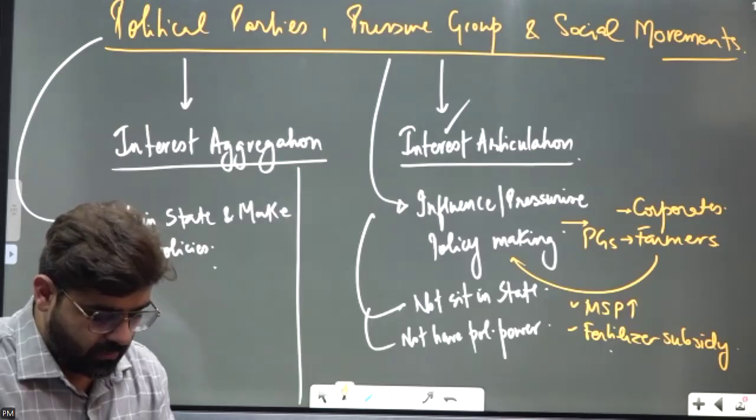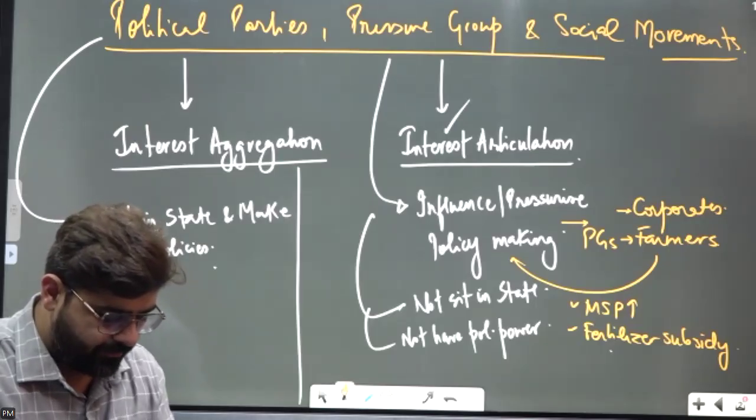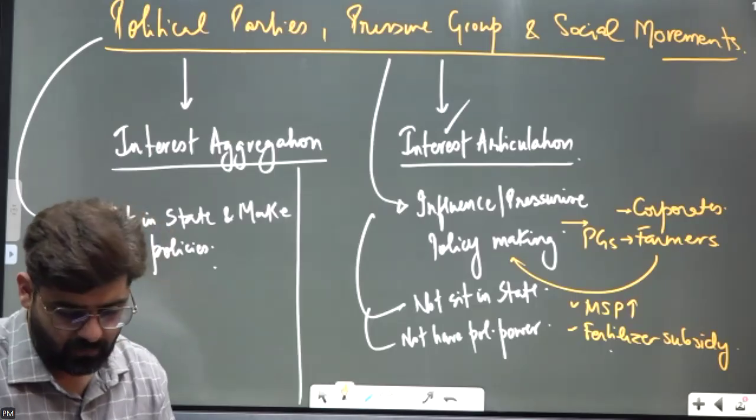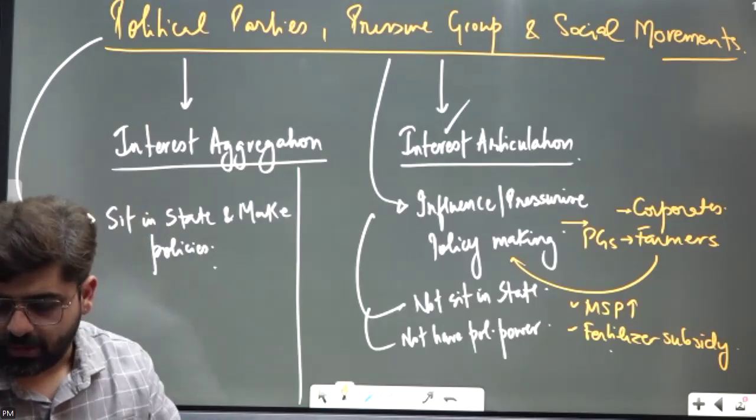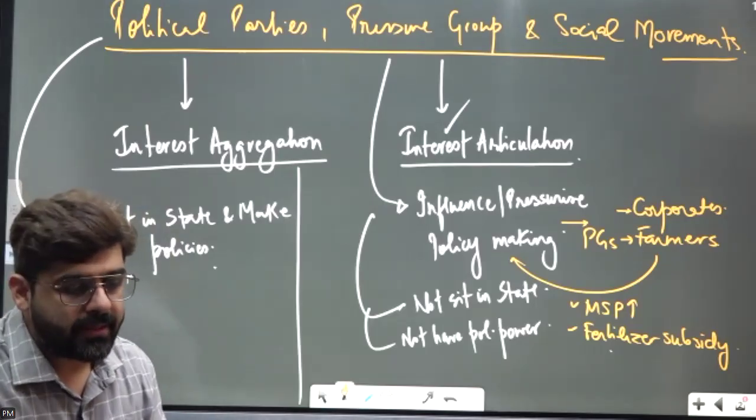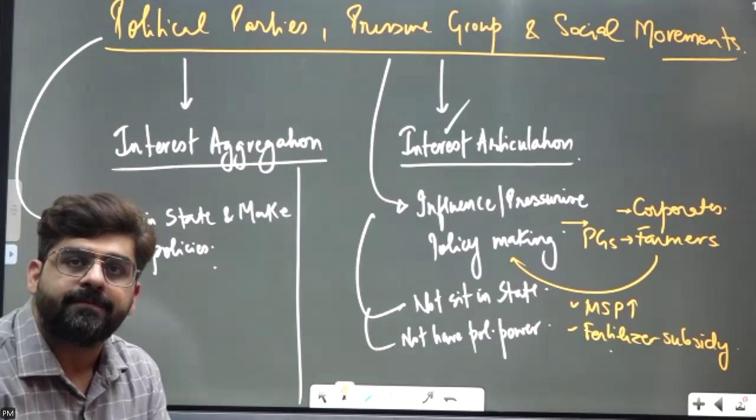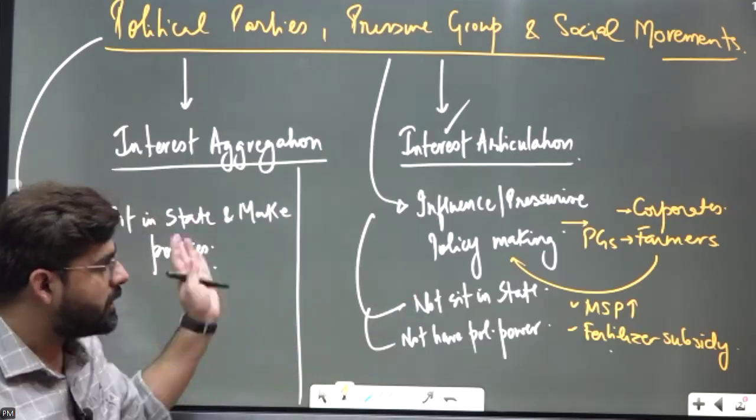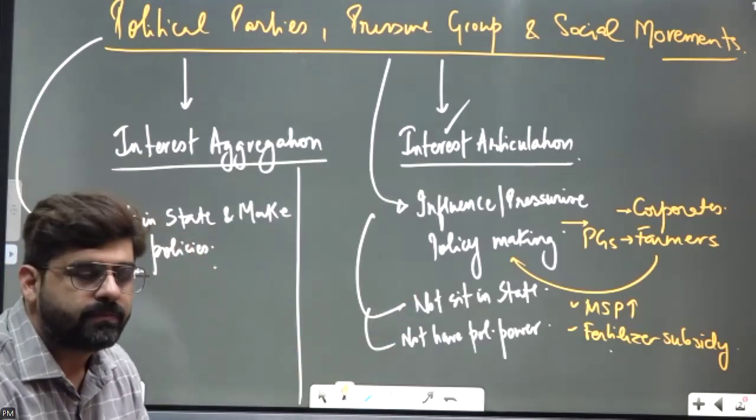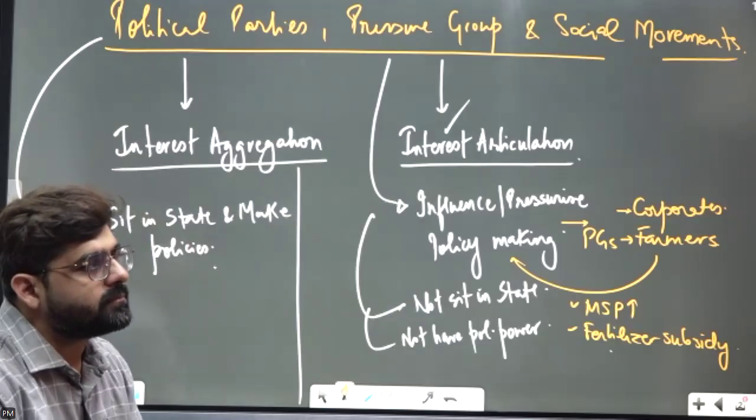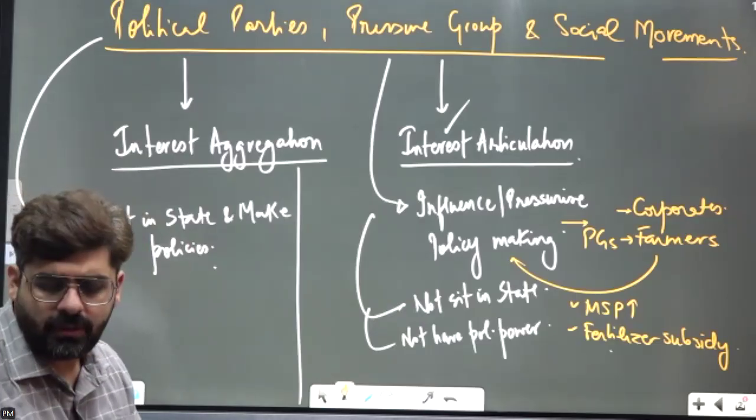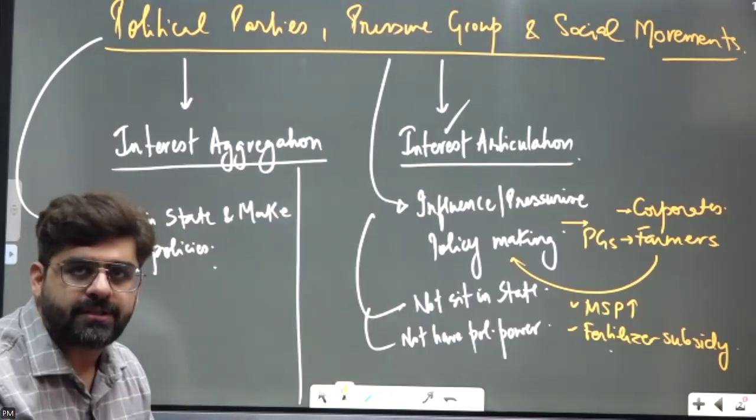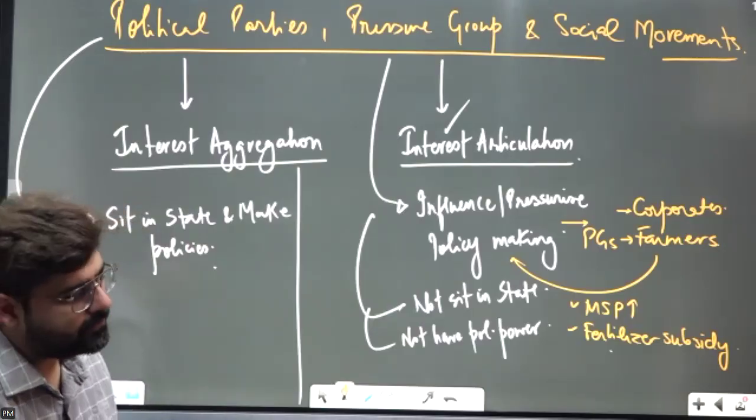Now I'll give you an example actually. When we talk about this, the Indian National Congress started as a pressure group in 1885. Later on it became a political party. A pressure group can transform into a political party if it wants to. Otherwise, pressure groups will stay outside the framework of the state. They will only pressurize the state. That is what pressure groups are all about.